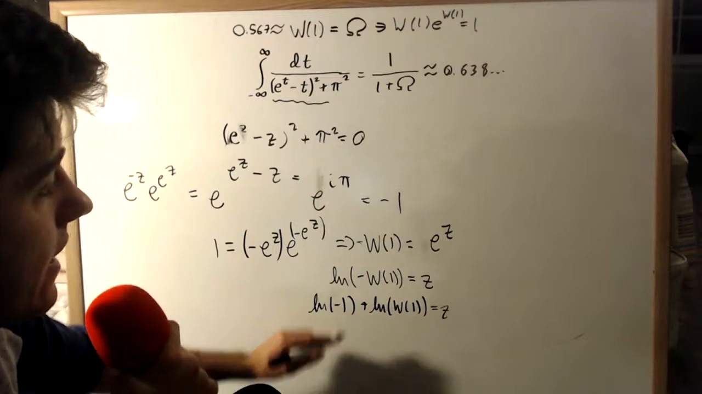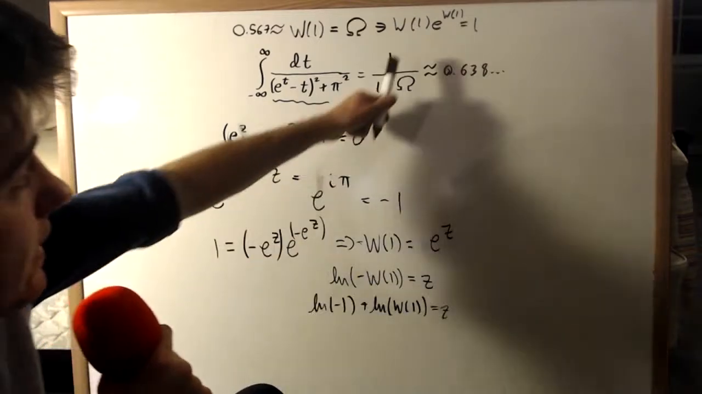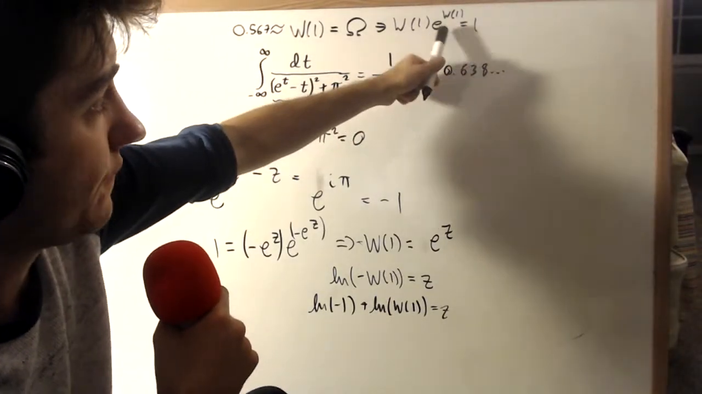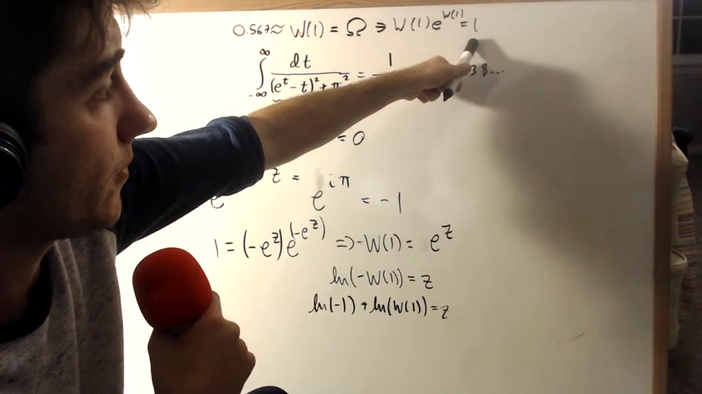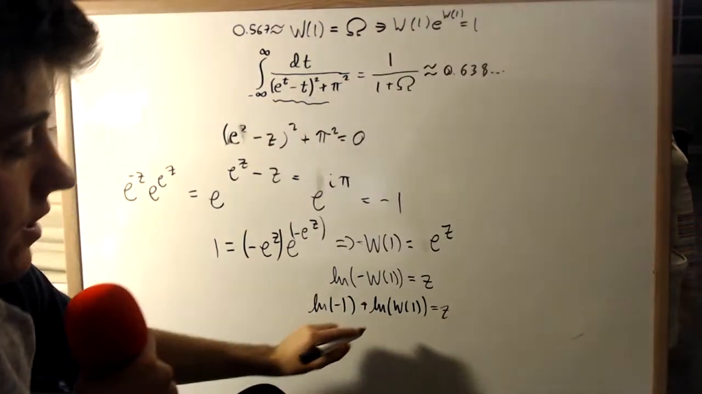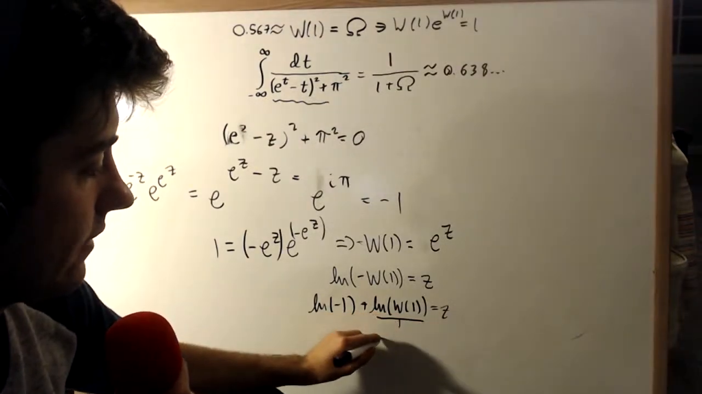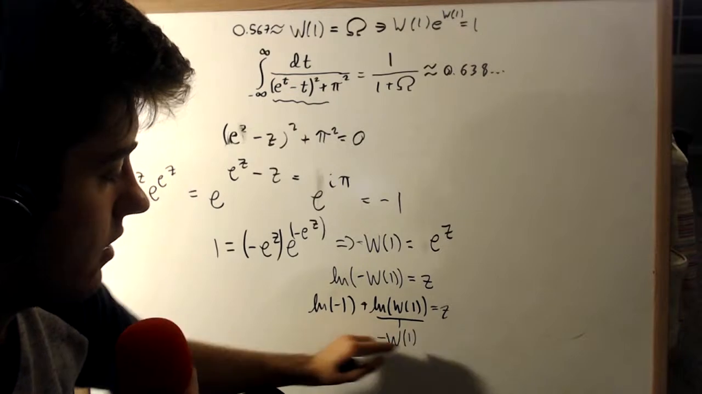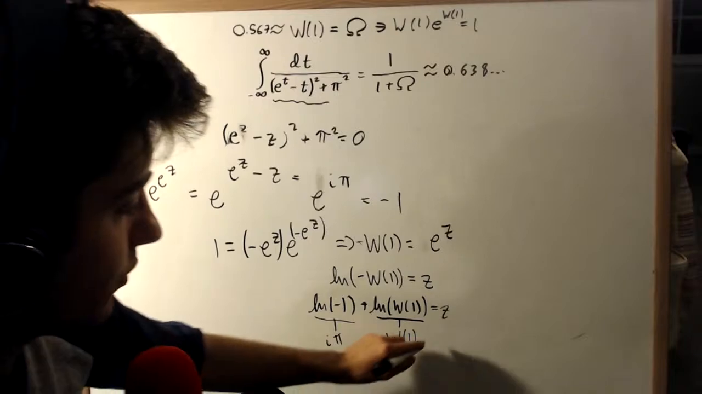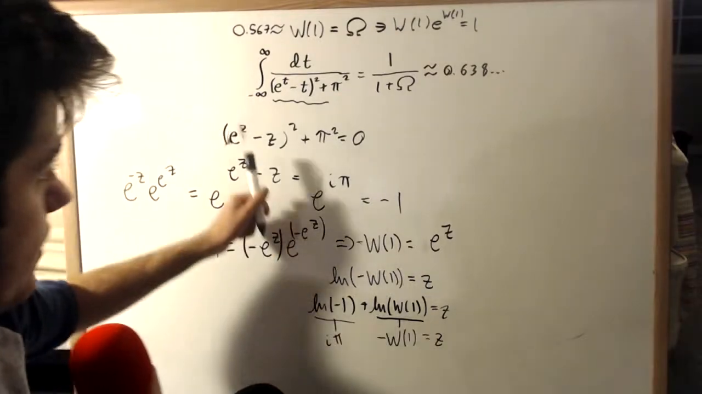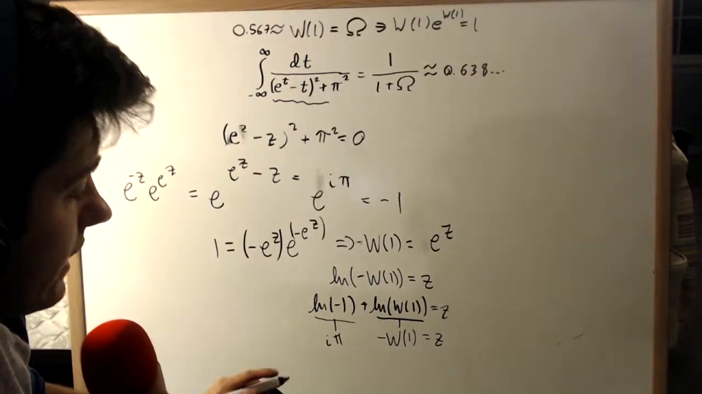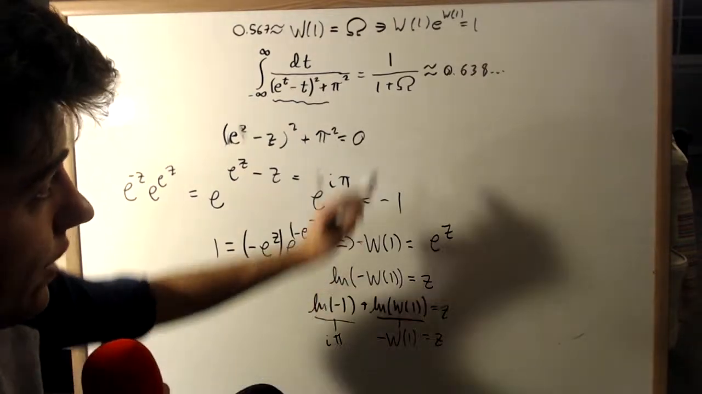And what were we able to prove about this? We can divide e to the W of 1 over, take the logarithm of both sides, and we get that the log of W of 1 is negative W of 1. So this is negative W of 1, and this is i times pi, which means on the principal branch, z, the solution to this equation here, is really just negative W of 1, or negative omega, plus i times pi.